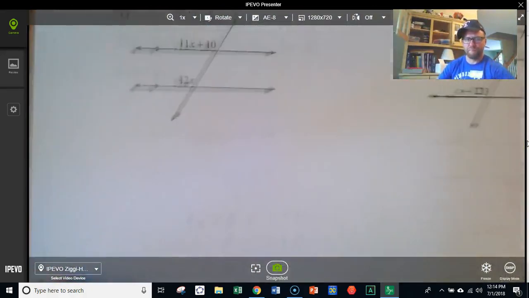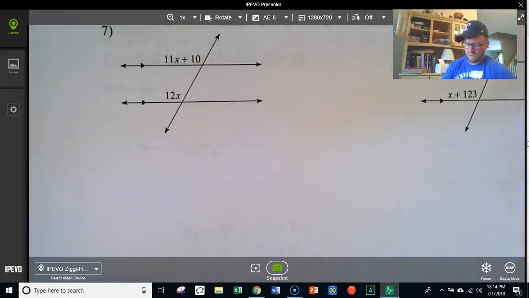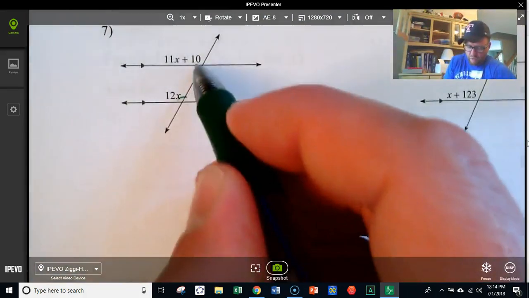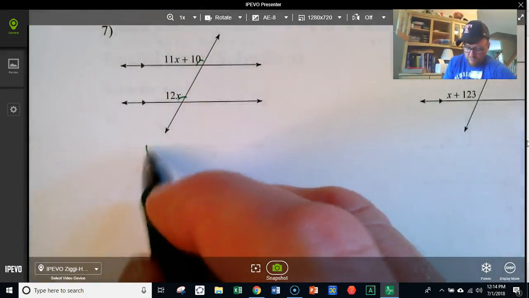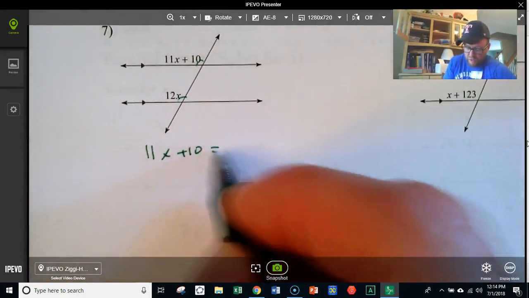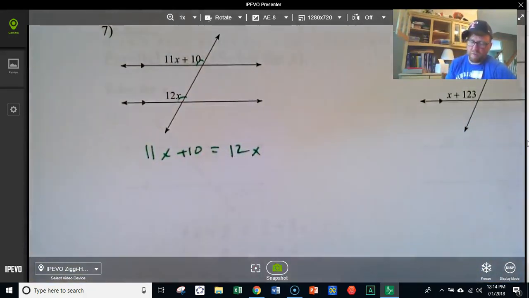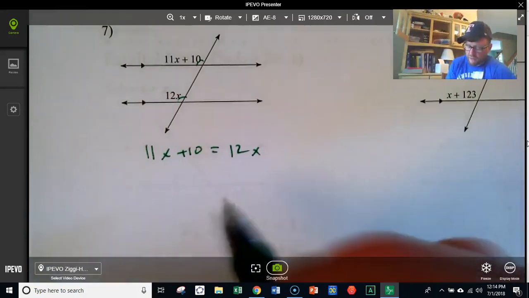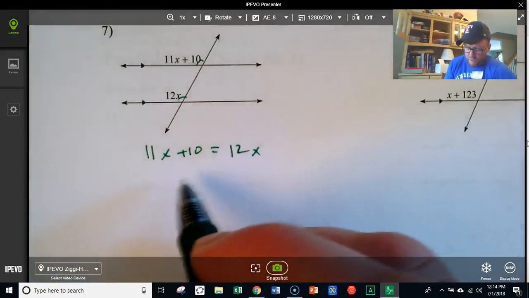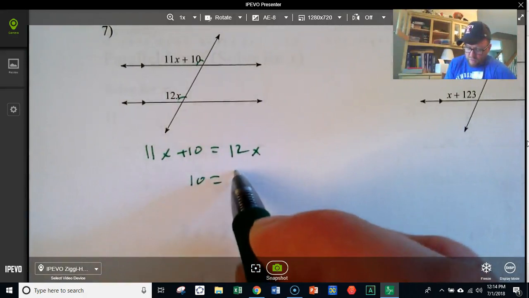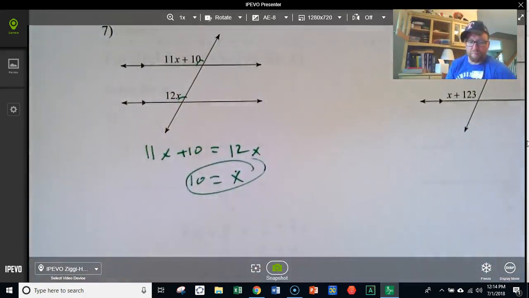Okay, here we go. Let's see, these are corresponding angles. They're congruent when the lines are parallel. So 11x plus 10 must be equal to 12x. I'm going to take away 11x from both sides, and we get x equals 10.